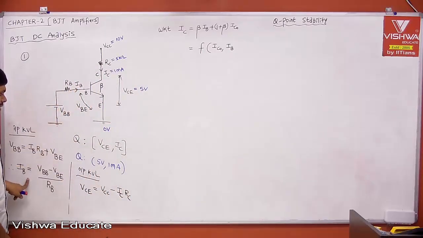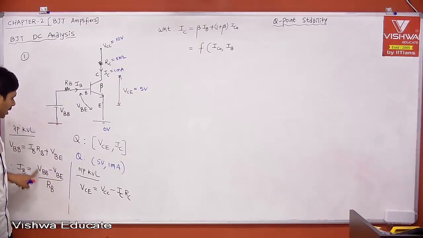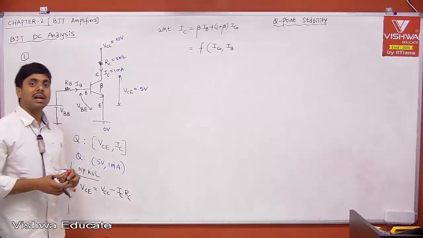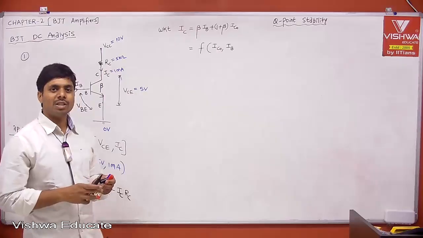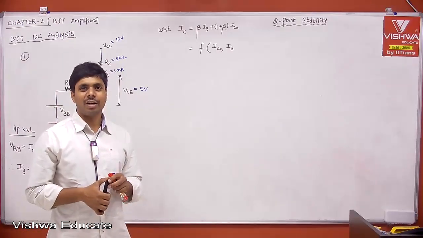You may say IB is constant. But remember, IB is constant only if VBE is constant, because VBB and RB are fixed. But VBE is nothing but V gamma, the cut-in voltage. The cut-in voltage will change with respect to temperature, right? I already explained that point.